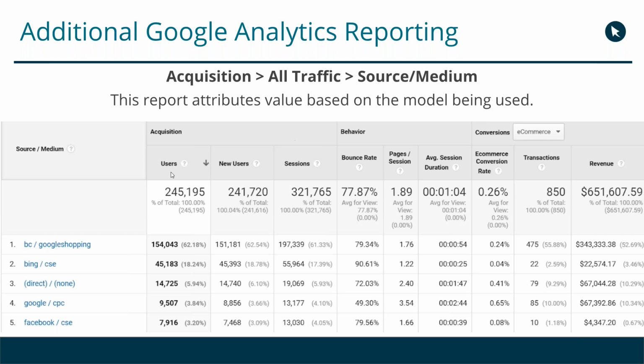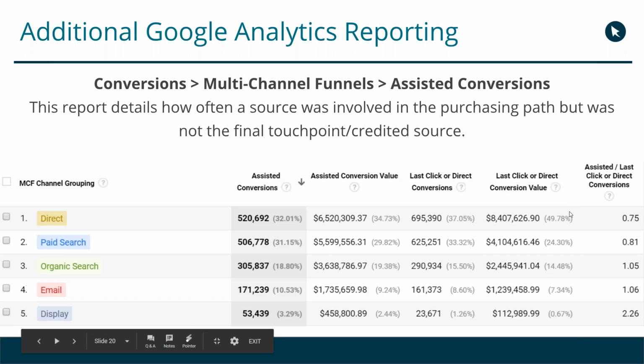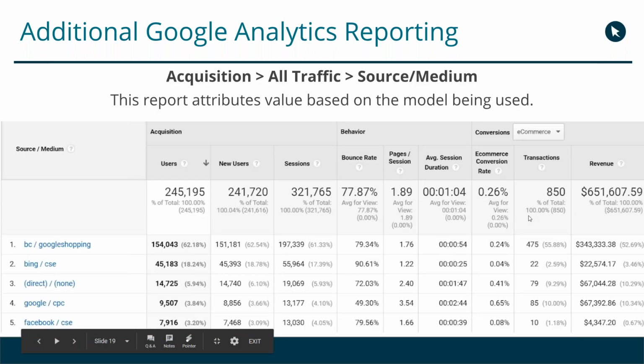And here we see each traffic source, each medium, and how the statistics look: transactions, revenue, etc. So this is a pretty basic report. There's not a whole lot of insight here other than top level, last click, last interaction revenue and transactions being driven by each one of these traffic sources.